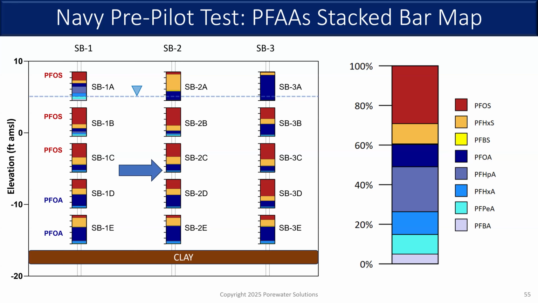And then if you look down gradient at SB2 and SB3, you can see other than the samples at the water table, the samples down gradient at SB2 and SB3 are pretty similar to what we see at SB1. So, which makes sense. Groundwater is flowing from left to right across the page. One thing that you also see at SB1A, that's the shallowest sample at SB1, is they actually have, compared to the other samples, a fairly high proportion of C4 to C7 carboxylates, PFBA to PFHpA. The other samples don't have those, not in the same proportion. They're much lower in concentration at deeper sample intervals.